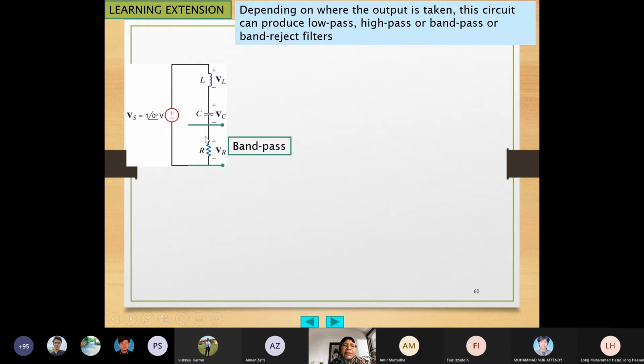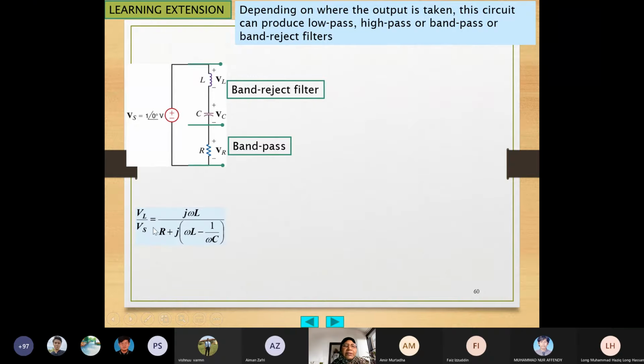Okay, if you measure across the resistor, we apply input across RLC, and if you measure between the ground and the resistor, only at this section you will see a band pass filter. But if you measure from the ground to the inductor, sorry, from capacitor to inductor, between two elements here, you will obtain band reject filter.